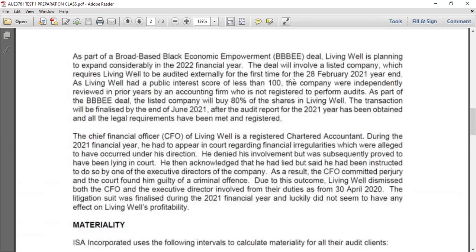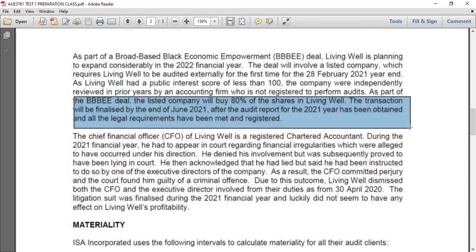Then I think the last one on this, we are told that the transaction will be finalized by the end of June after the audit report for the 2021 year has been obtained and all the legal requirements have been met. There is a deal. This deal depends on the financial statements. So there can be susceptibility because management can be motivated to manipulate the financial statements so that they can be successful in the deal.